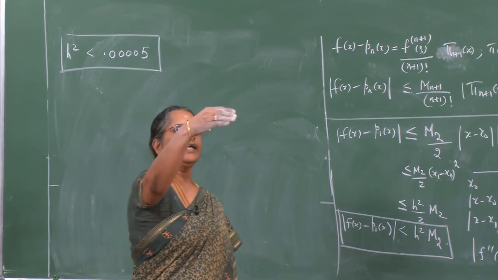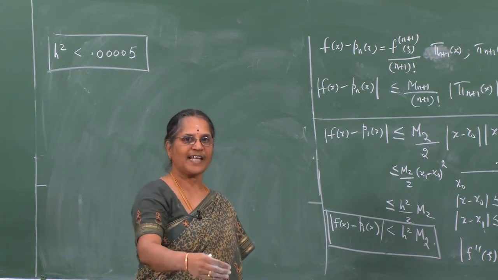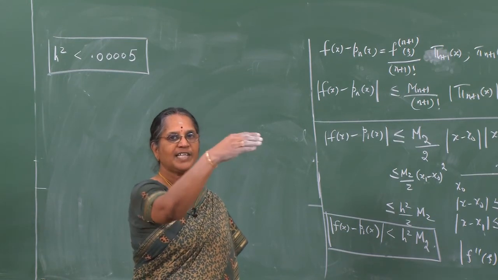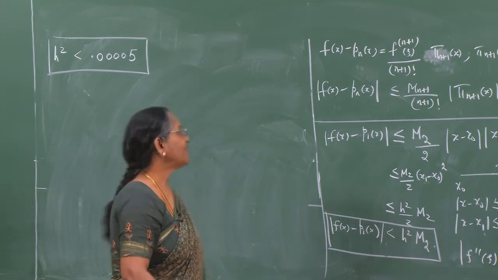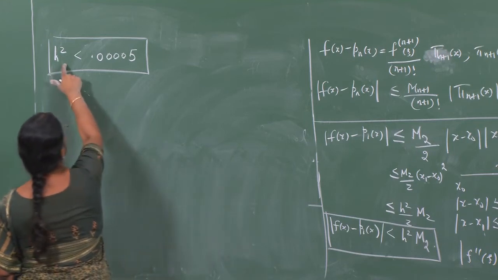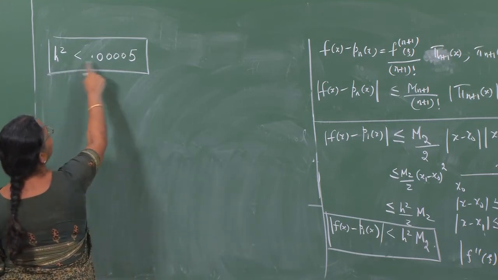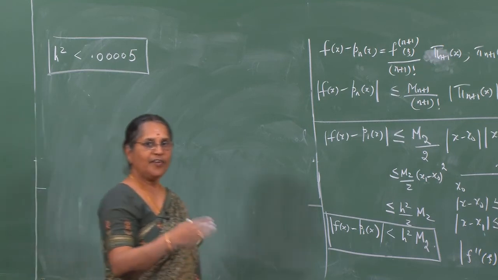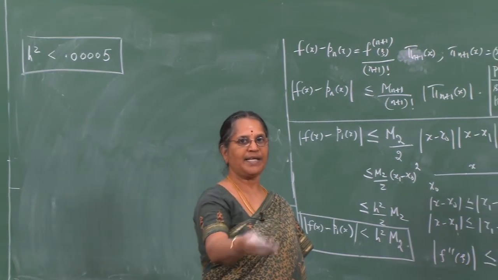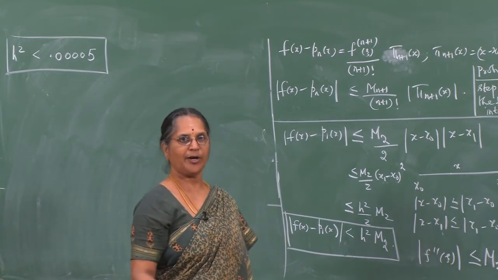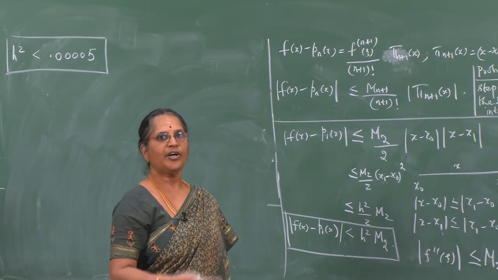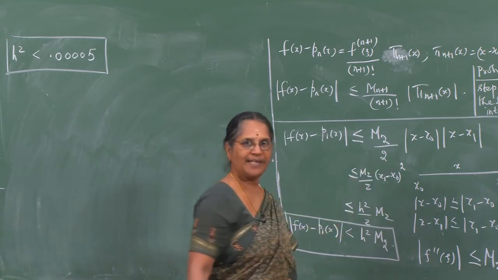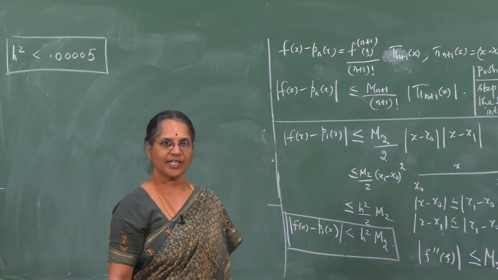So, in the table of values of sin x, you consider points which are spaced at an interval of h units, where h square is less than this. Then, if you approximate sin x by means of a linear interpolation polynomial, then your result will be correct to 4 decimal places. That is what the conclusion is.